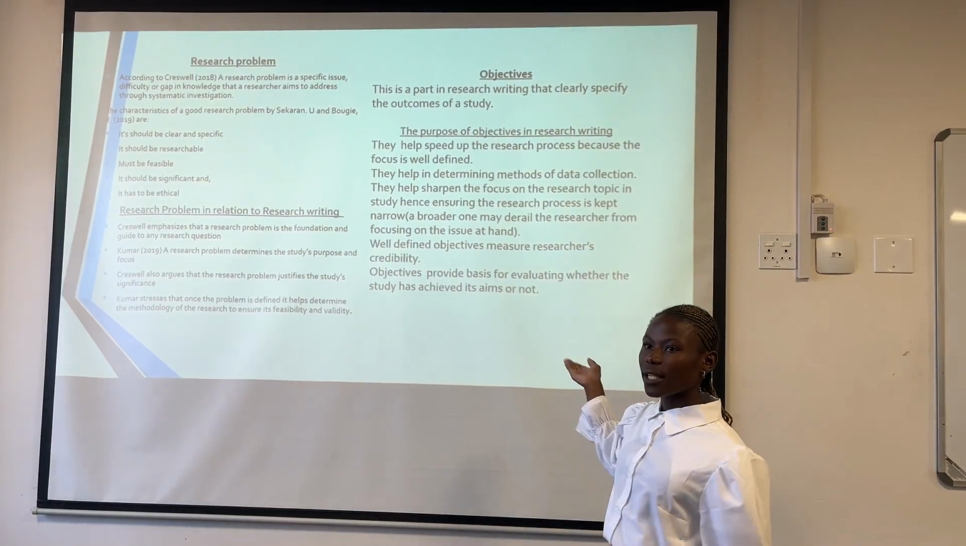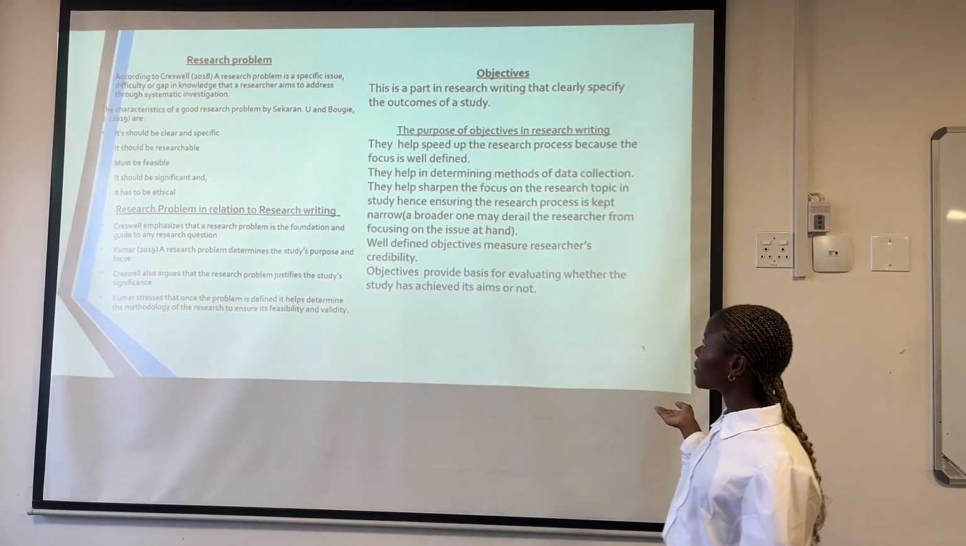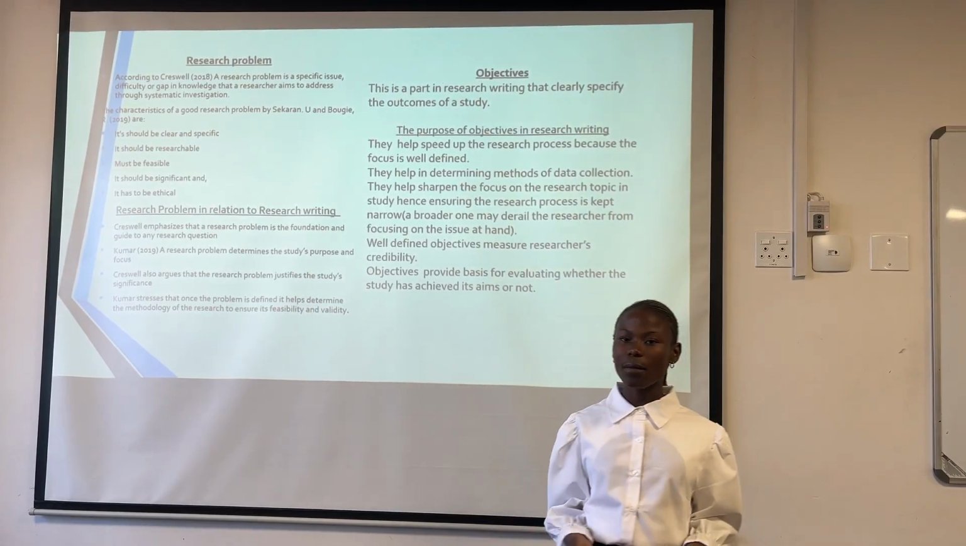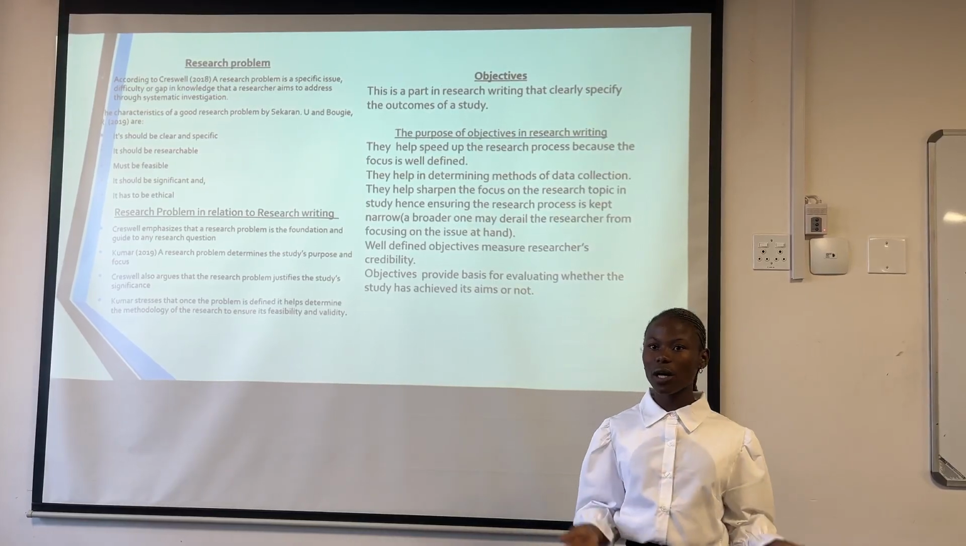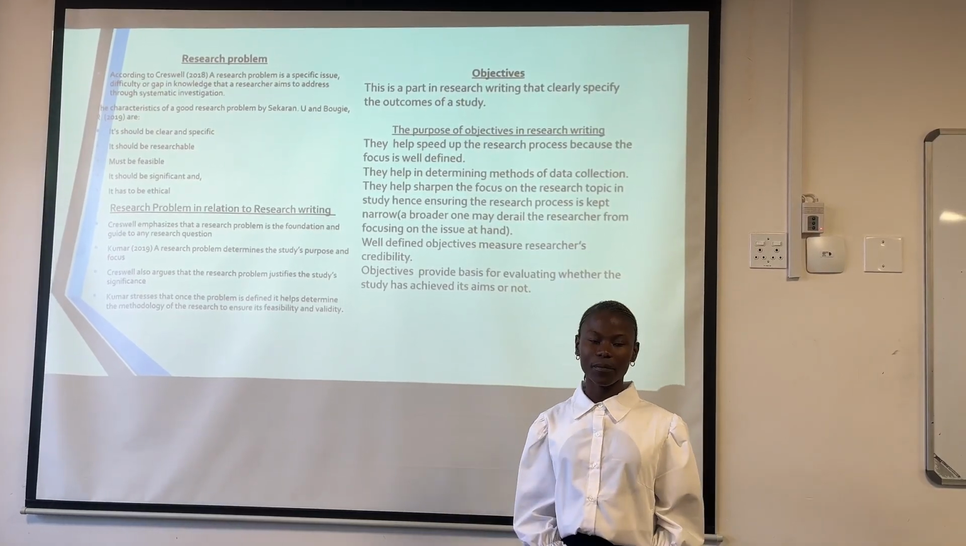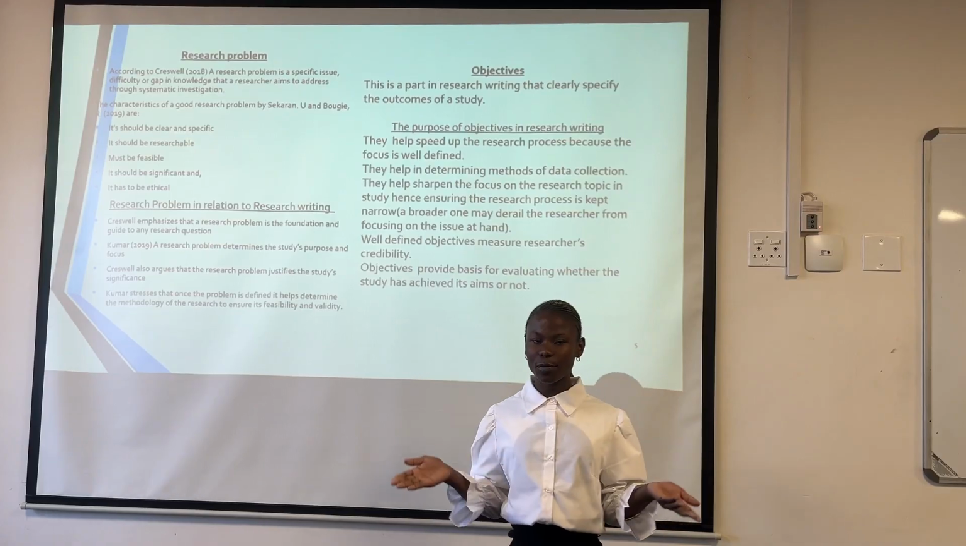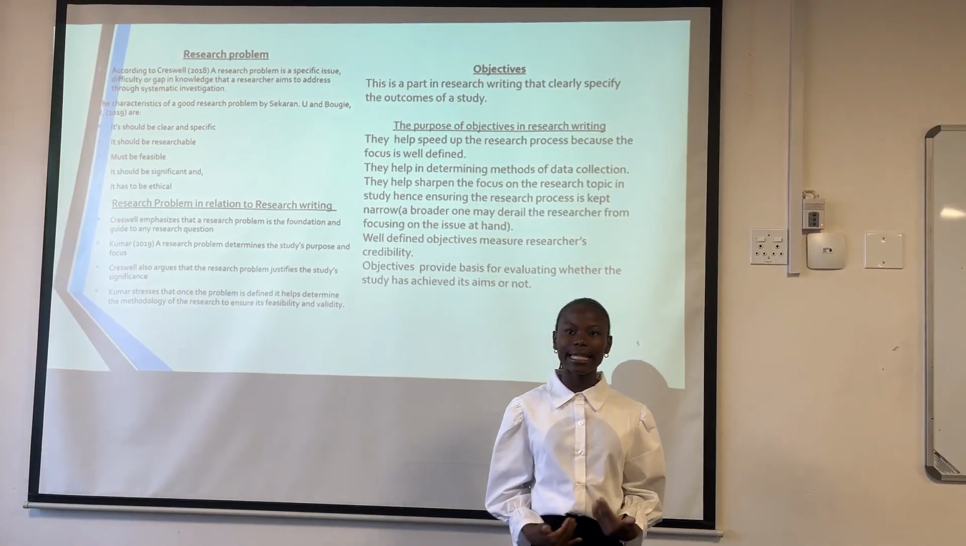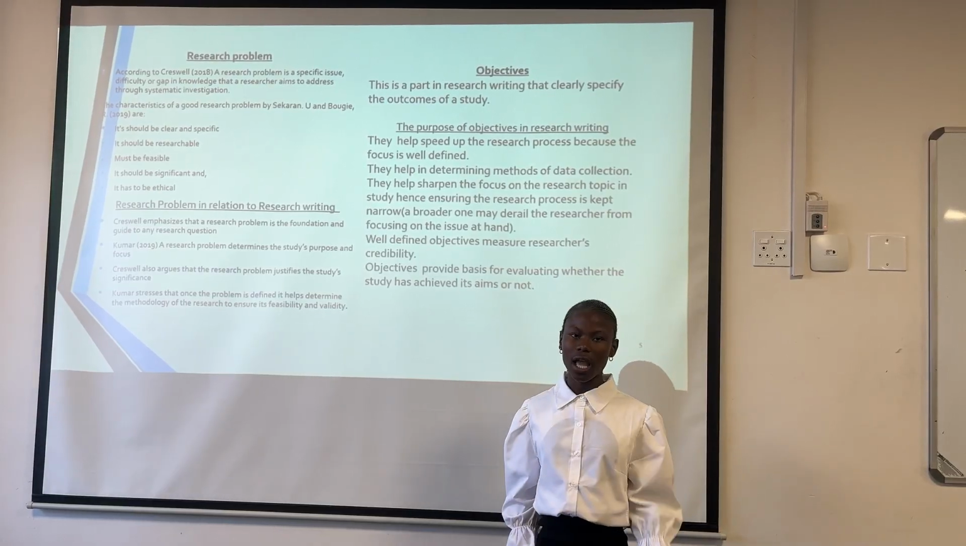Moving to another part of research writing, which is objectives. This is a part in research writing that clearly specify the outcomes of a study. Now, the purpose of objectives in research writing. They help speed up the research process because the focus is well defined. They help in determining methods of data collection.